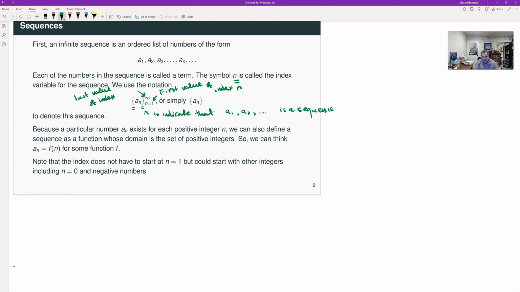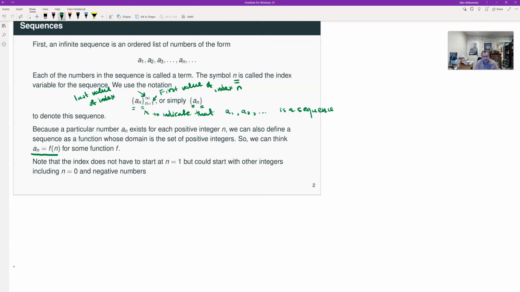Now, when the context allows you to skip this much detail, when we already know where n starts and where it ends, we can skip it and just put the curly brackets. We know that we can also view a sequence as a function. Each element of the sequence we can think of as the output of some function f evaluated on a natural number n. So for each natural number, the function will return a value, and that value will be an element of the sequence. So we can think of a sequence as a function on natural numbers.